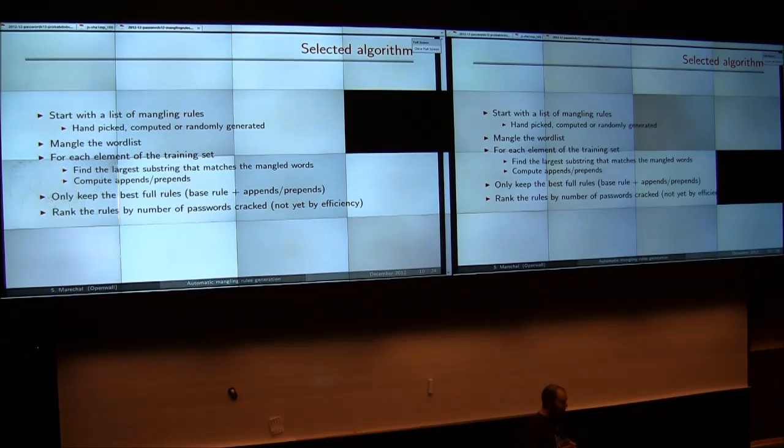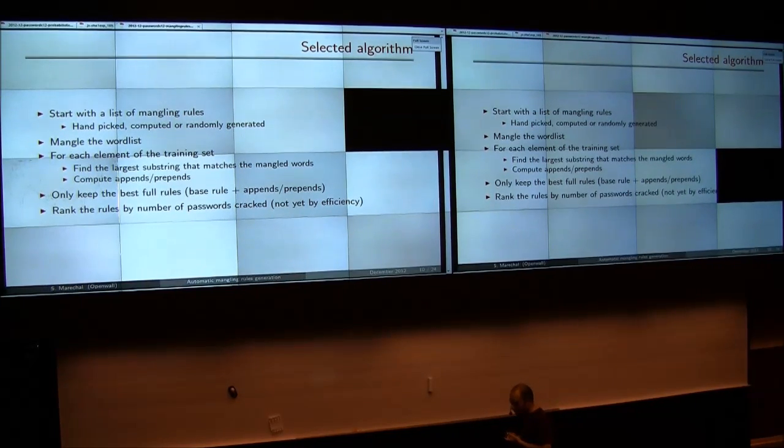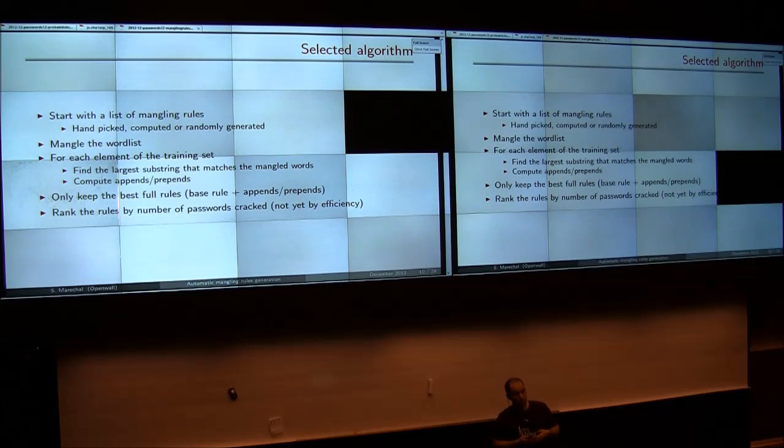Then you mangle your word list with each rule. And for each word in the training set, you try to find the largest substring from the mangled word list that fits in it. So I will show you an example just after. And then from that, you know what people have appended and prepended. So you store the full rule, which will be mangling rule, append, prepend, and store somewhere that it cracked this password. Then you will be able to rank the rules, and well, it will be over.